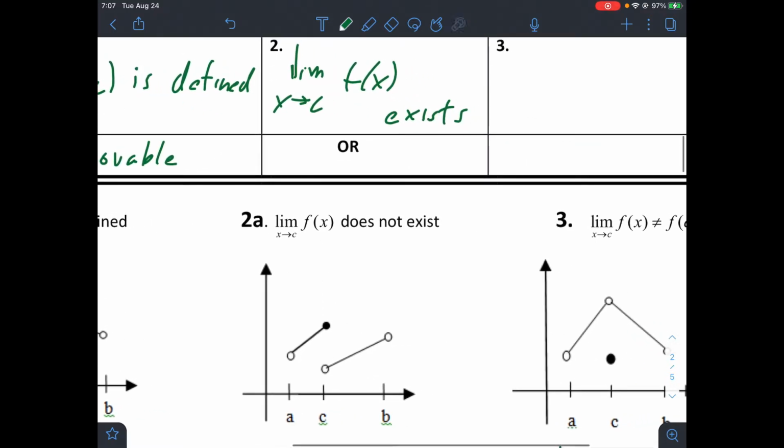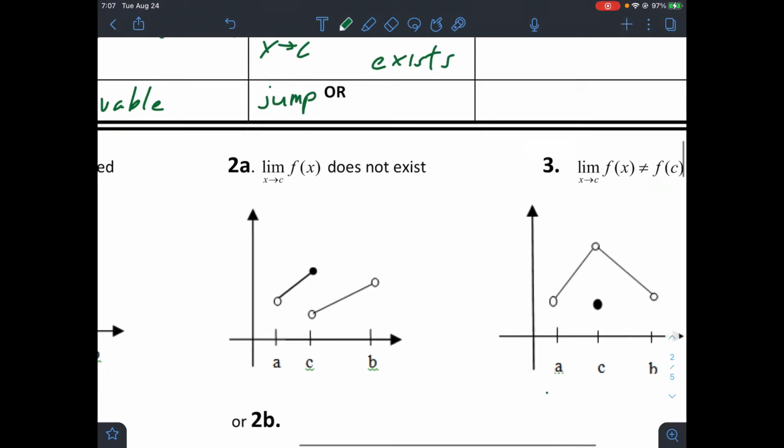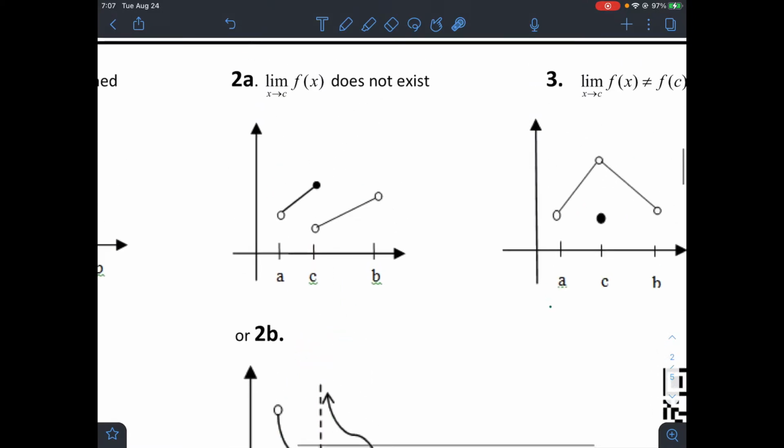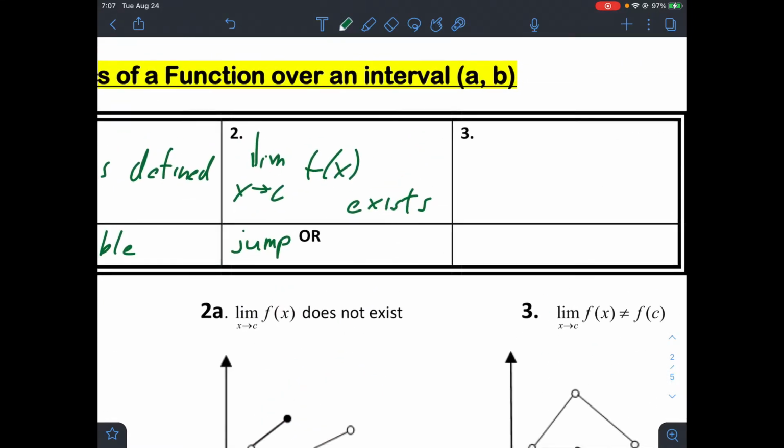The first one, at c, the limit does not exist because the left-hand limit and the right-hand limit are different. That is called a jump discontinuity. In the second graph, you can see that we're going to infinity or negative infinity, which means the limit does not exist. That is called an infinite discontinuity. And both of these discontinuities are actually called non-removable. Why? Because we can't just simply fill in a point to make the discontinuity go away.